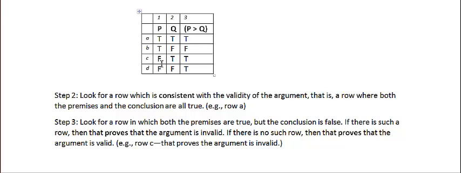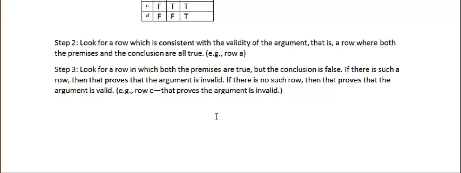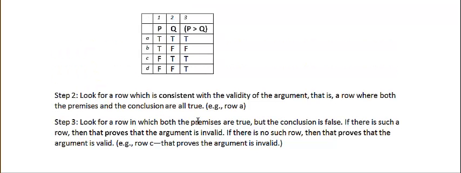Okay, because when you look at row C, your premises are column 3, if P then Q, and Q, therefore P. But if you look down here at row C, the first premise is true right here, the second premise is true, but the conclusion is false. That proves that the argument is invalid.